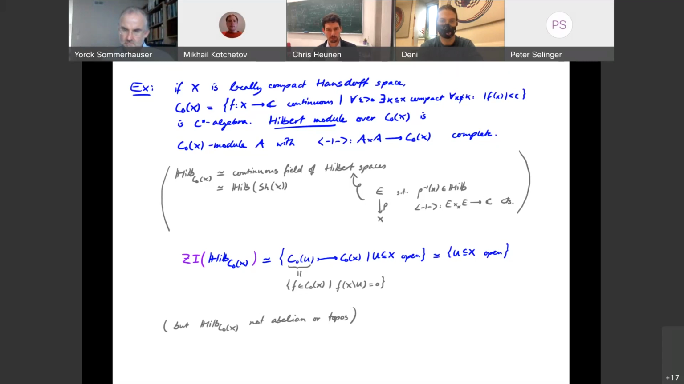So C_0(X) has a norm, and that means that this inner product here takes values in C_0(X), but you can sort of put a two-stage norm on A, if you like. At the first stage, it takes values in C_0(X), but then you can go further and take the norm of that, and you get an actual number in C. So when I ask for completeness, I ask that if you have a Cauchy sequence at the first level, it has a limit at the second level. I hope that makes sense.